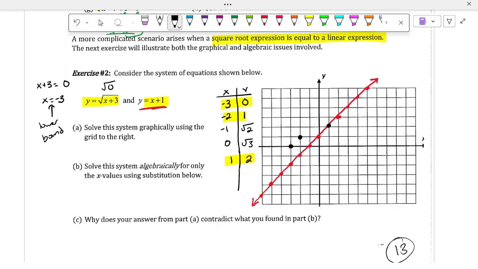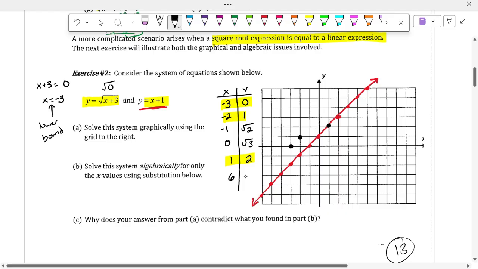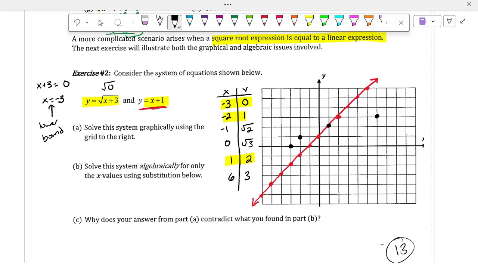Now, what's another number that I can plug in for x that would give me a perfect square? So 6. Why 6? Right. If I plug in 6, 6 plus 3 is 9. Square root of 9 is 3. So then I'll go over 6 and then go up 3. And we'd run out of graph at that point. So my square root function is going to look like this.